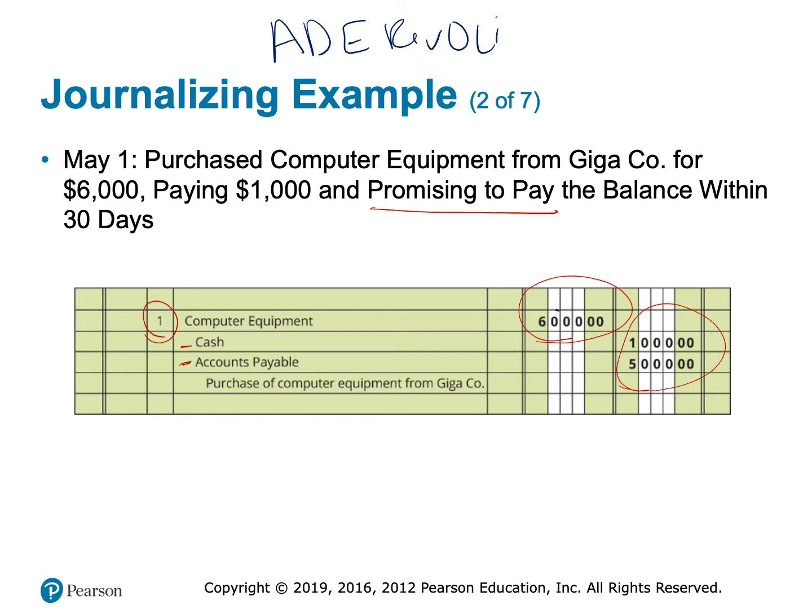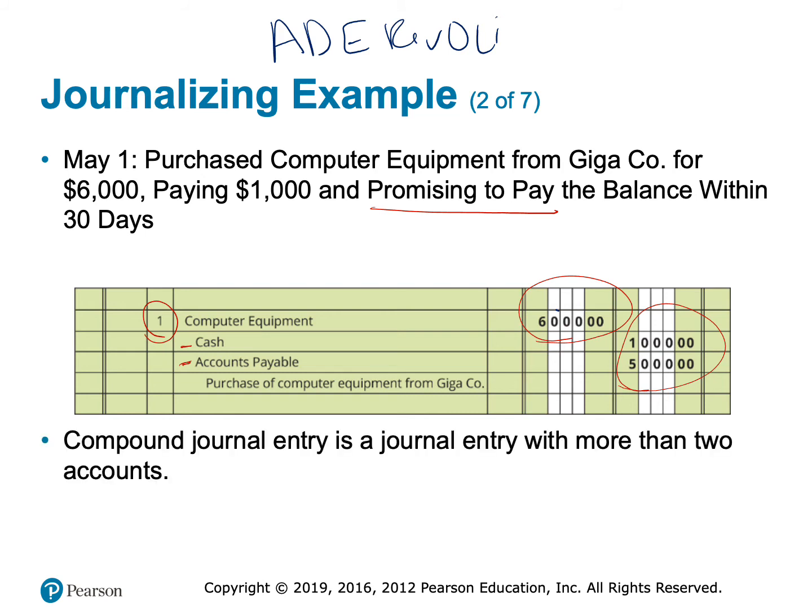Now, it doesn't matter what order you list your credits in. If you listed accounts payable first and then cash, that is perfectly acceptable. As long as all of the credits come after all of the debits, that's all that we really care about. So again, I said this was a compound journal entry because it has more than 2 accounts.